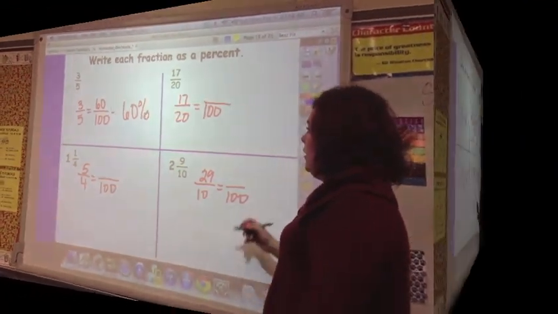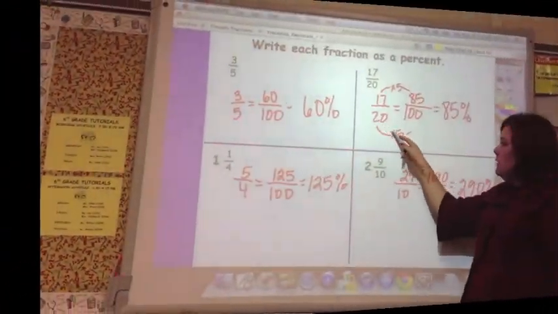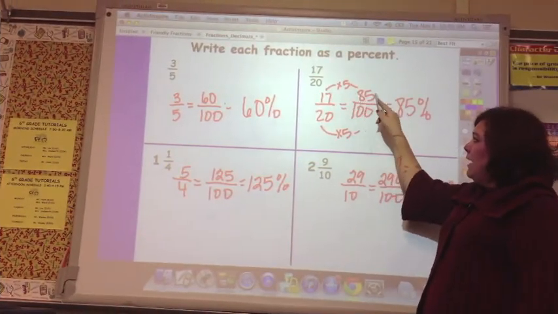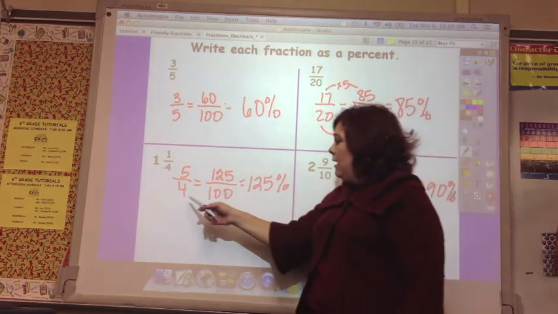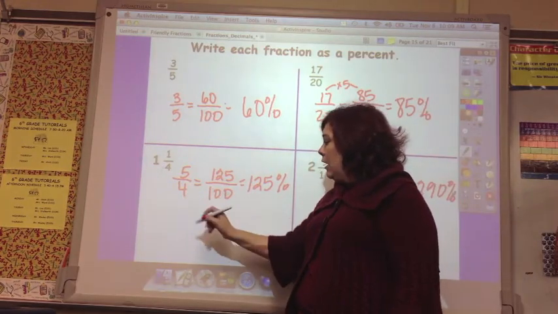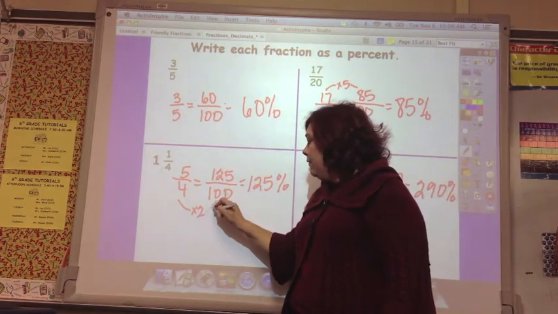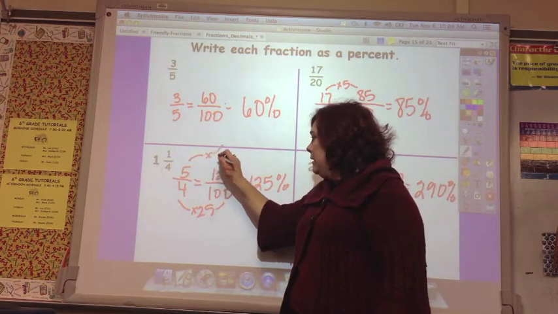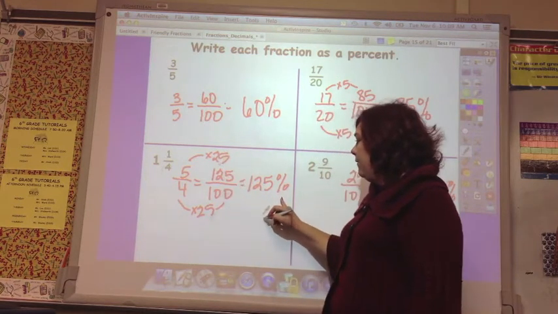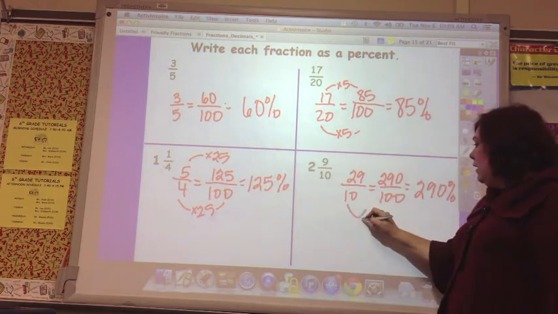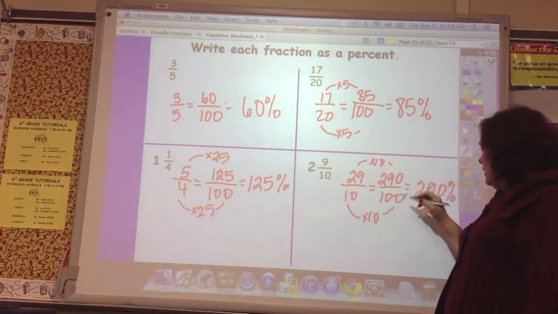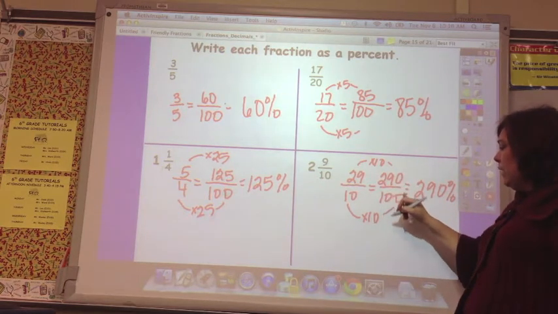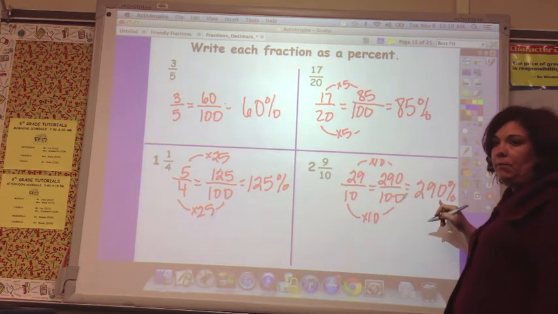Okay, so basically I find the scale factor. This is times 5, times 5, 85 out of 100, so it's 85%. And then 4 to 100 is times 25. 5 times 25 is 125%. And times 10 is 290 over 100, so 290%.